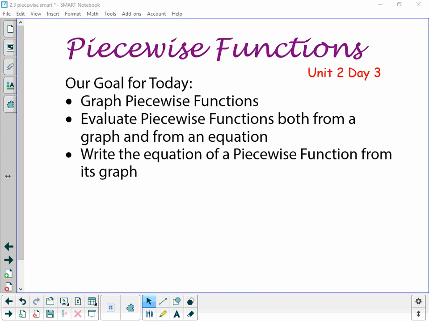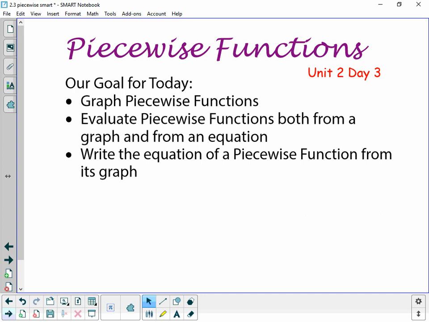Alright, this is Unit 2, Lesson 3, piecewise functions. Today, our goal for the day is to be able to graph a piecewise function, to be able to write the equation of a piecewise function if we have its graph, and to be able to evaluate a piecewise function using either its graph or its equation.